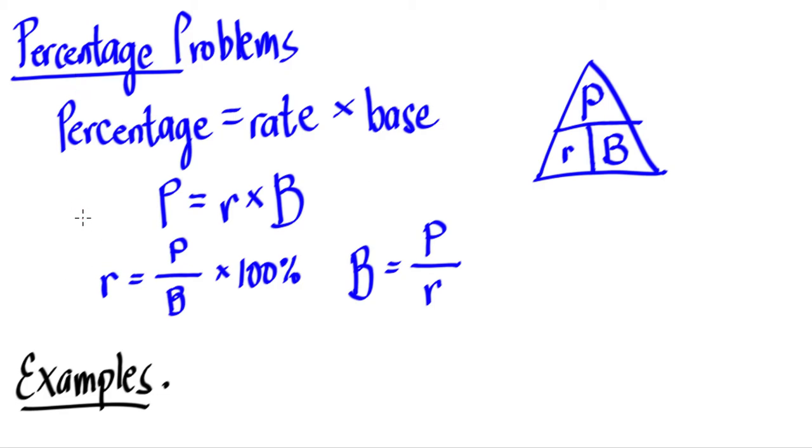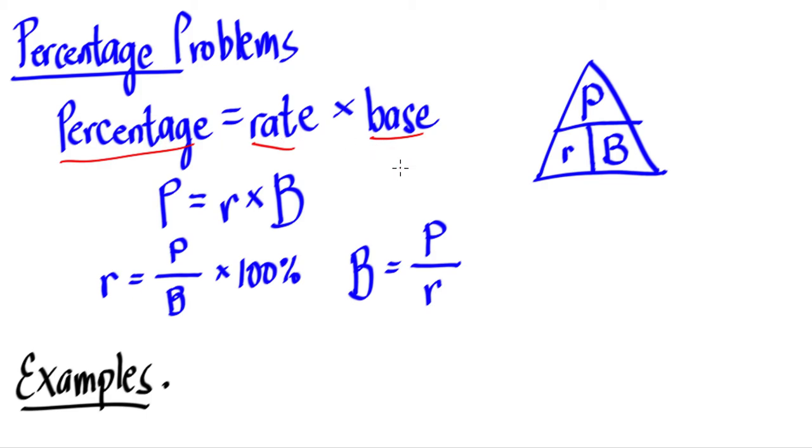The whole, or standard basis of comparison, is what we call the base. The percent, or the number of hundredths, is called the rate, and the fractional part of this whole based on this rate is what we call the percentage. Don't get confused with the word percentage and the percent. The percent, the number of hundredths, is the rate. So take note, the percentage is not in percent form, but the rate is the one which is in percent form.